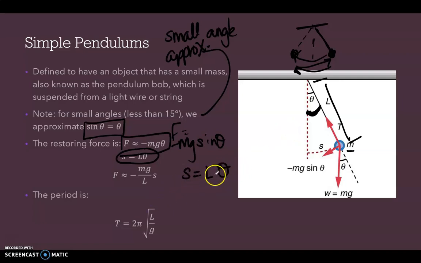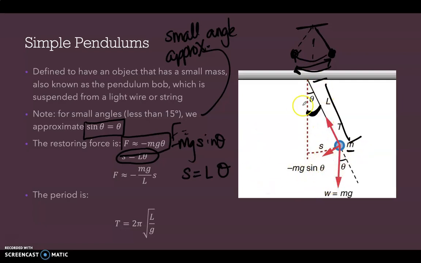And so with that, we can plug that into the equation rather than if we didn't have the angle here. Our restoring force F then would be about negative mg S over L.